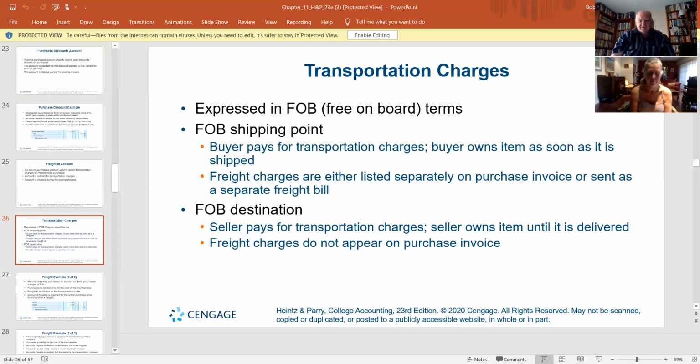FOB destination means that as those goods are traveling across the country, you, the seller, still own them and are responsible for all the problems that might occur. If that truck gets within 100 yards of my store in New Jersey and there's an accident, the seller is responsible. So FOB shipping point, FOB destination, it's kind of an important concept to have in the back of your mind. They'll ask a couple questions about it on the test.